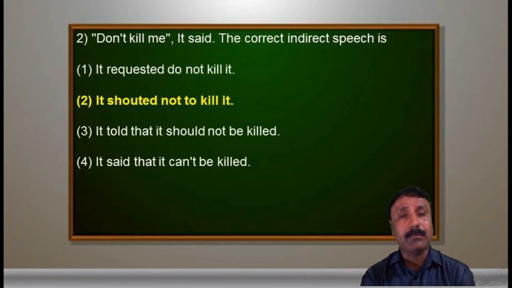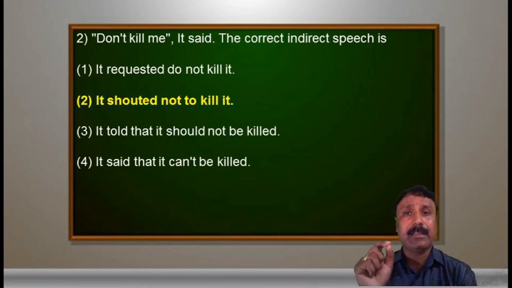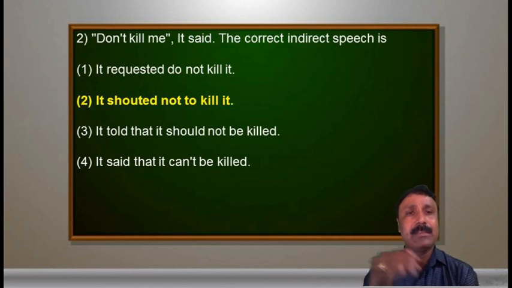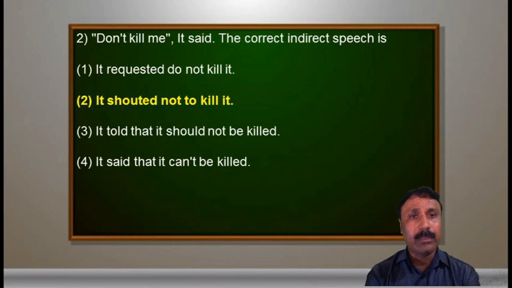And look at question number 2. Don't kill me, it said. The correct indirect speech is don't kill me. The sentence is imperative. When we are changing imperative sentences into indirect speech, we only need to change the reporting verb. Based on that, the correct answer will be option 2, that is, it shouted not to kill it.